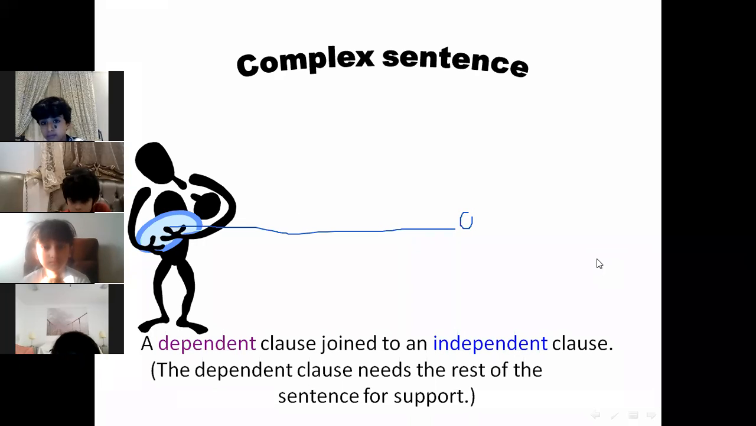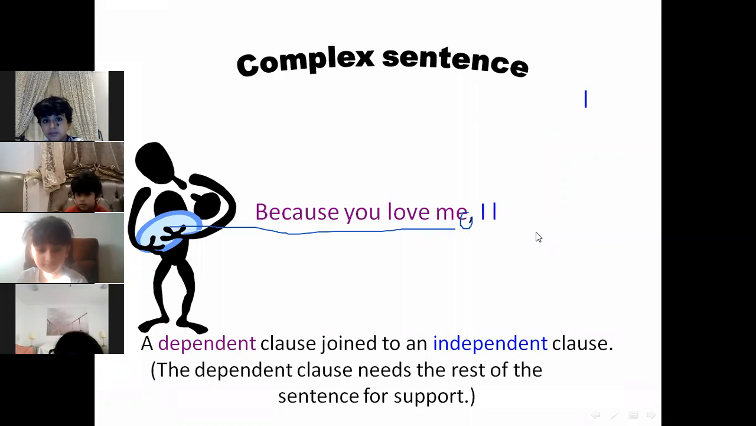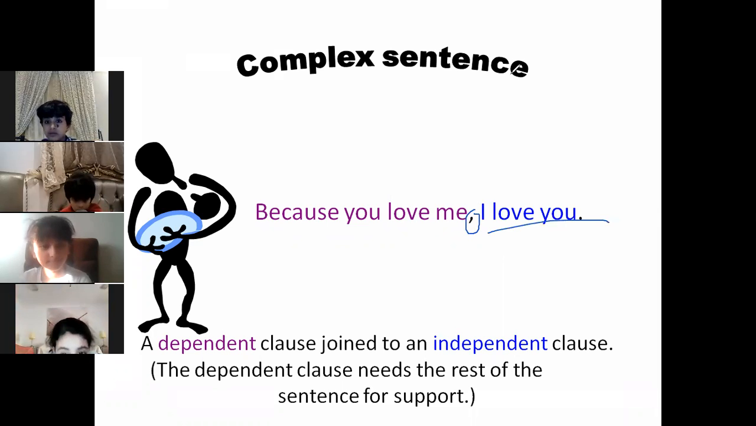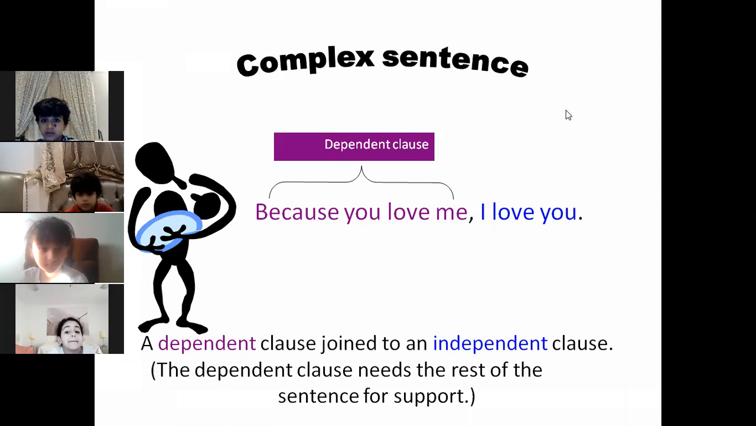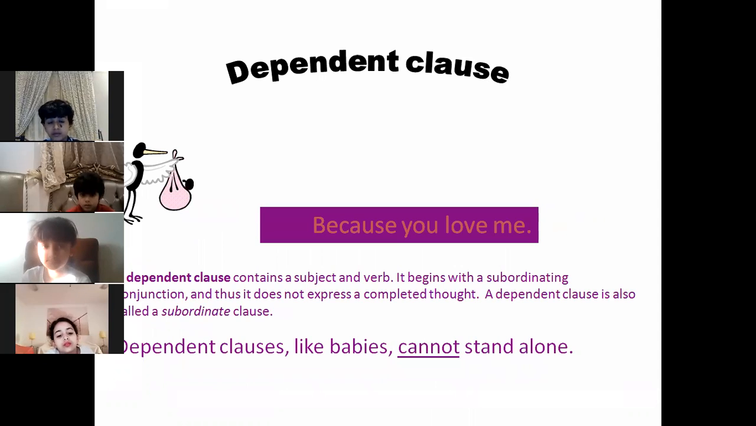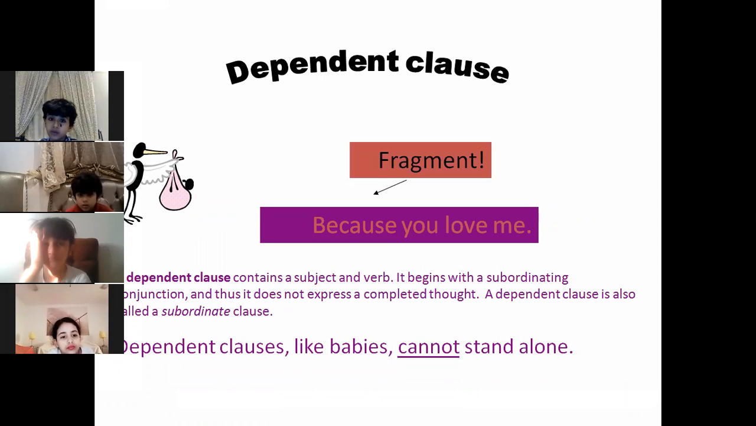Sundus, look at the screen. Look here. Because you love me, I love you. Here we started with the dependent clause, so we put a comma, then we wrote the independent clause. This is the dependent clause and this is the independent clause. So the dependent clause is because you love me. It's a fragment. If we say because you love me, it's not a sentence, it's a fragment, right?